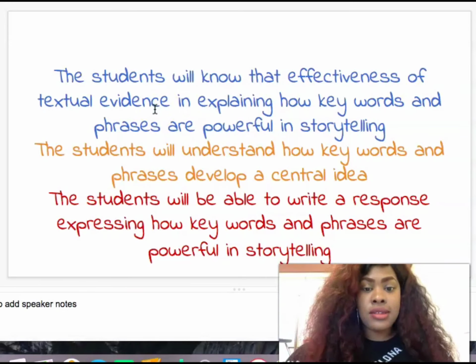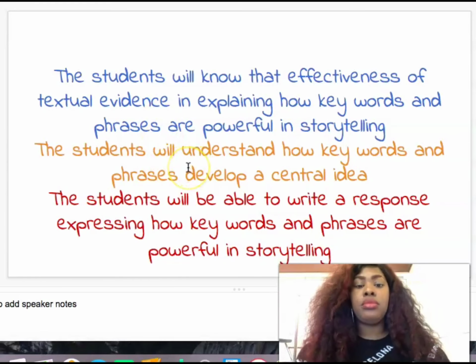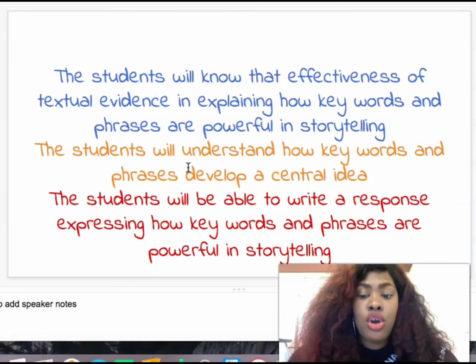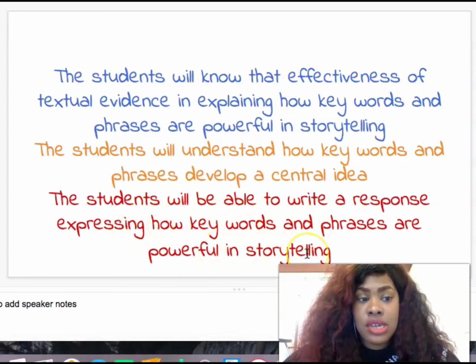But before we start our lesson, I want us to look at our key goals, our key objectives. Today you will know the effectiveness of textual evidence in explaining how key words and phrases are powerful in storytelling. You will also understand how key words and phrases develop a central idea or a main idea. And you will be able to write a response expressing how key words and phrases are powerful in storytelling.